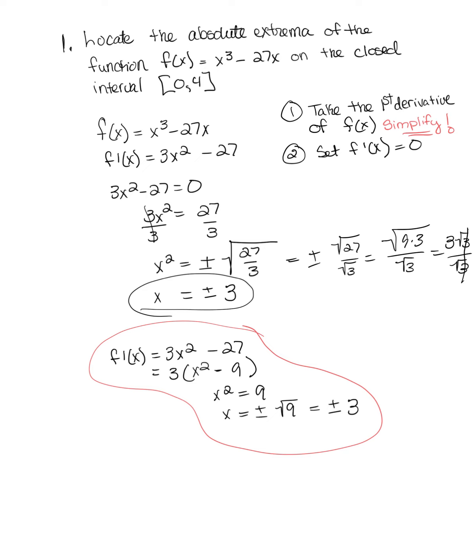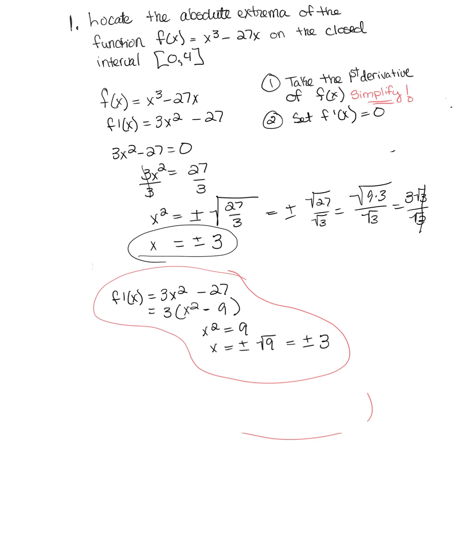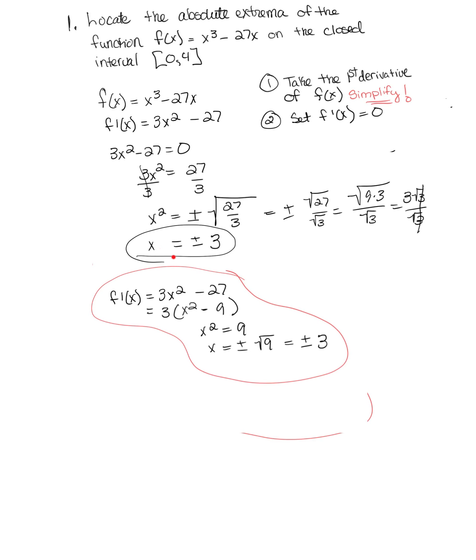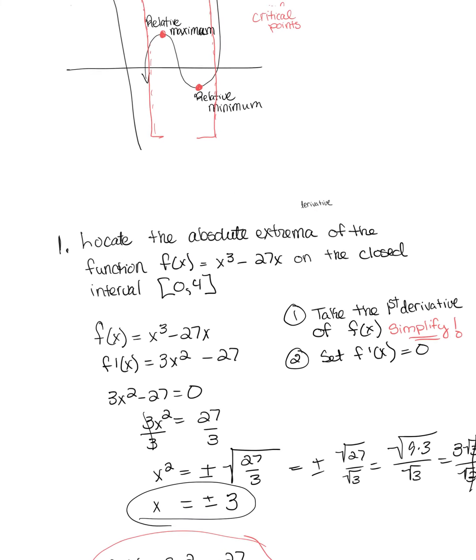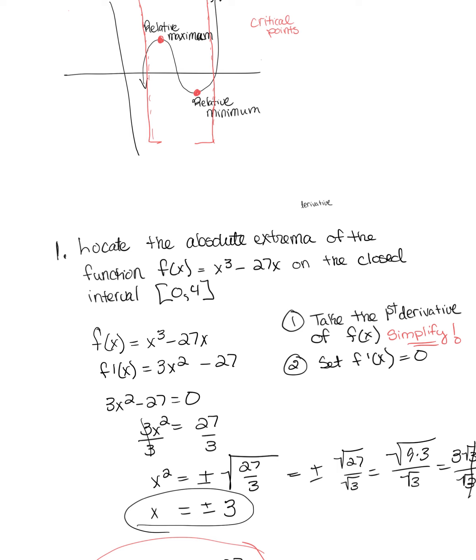Okay, so now that we have found these values, what are these values? Well, these values are your critical values. Okay, so what does that mean? That means that at these values, you're having something happen. One of these, you may have a relative minimum or a relative maximum. Well, how do you tell which is which?